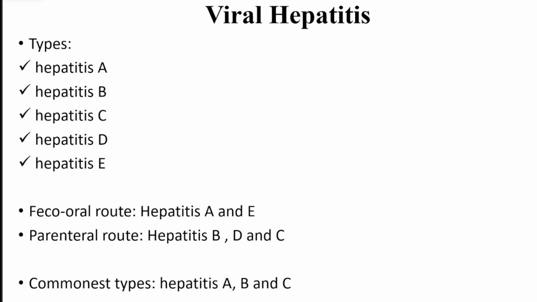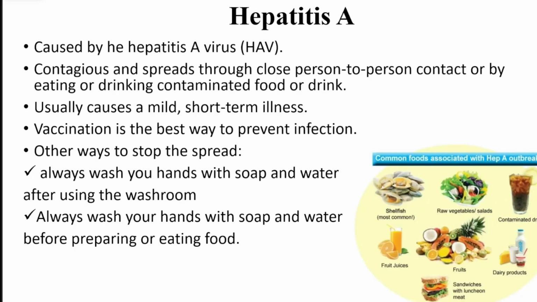Let's say someone uses a razor blade, it cuts the person, you also use the razor blade, it cuts you. You could contract hepatitis B or C. Hepatitis D is just a super infection of hepatitis B. So these are some of the things. So I'm going to talk about the commonest hepatitis we have, which is the A, B, and C.